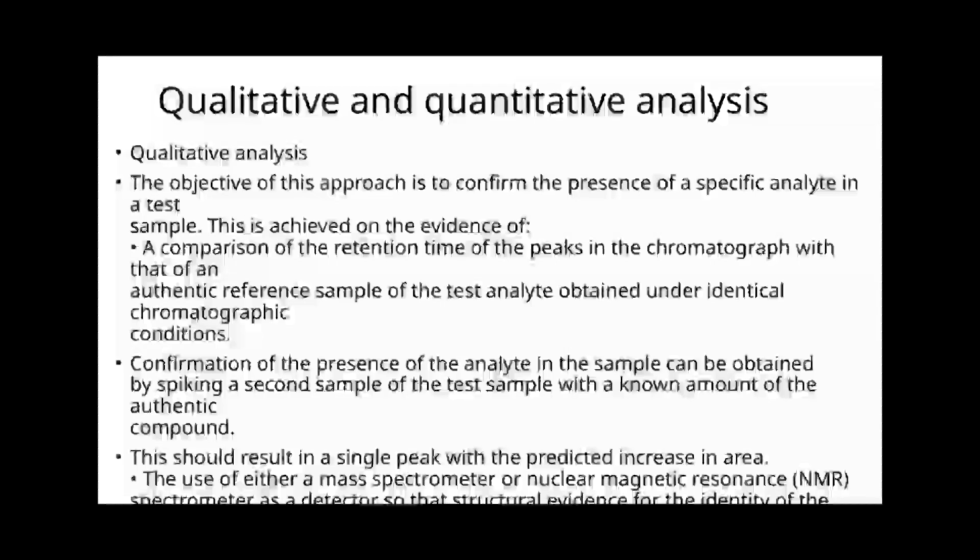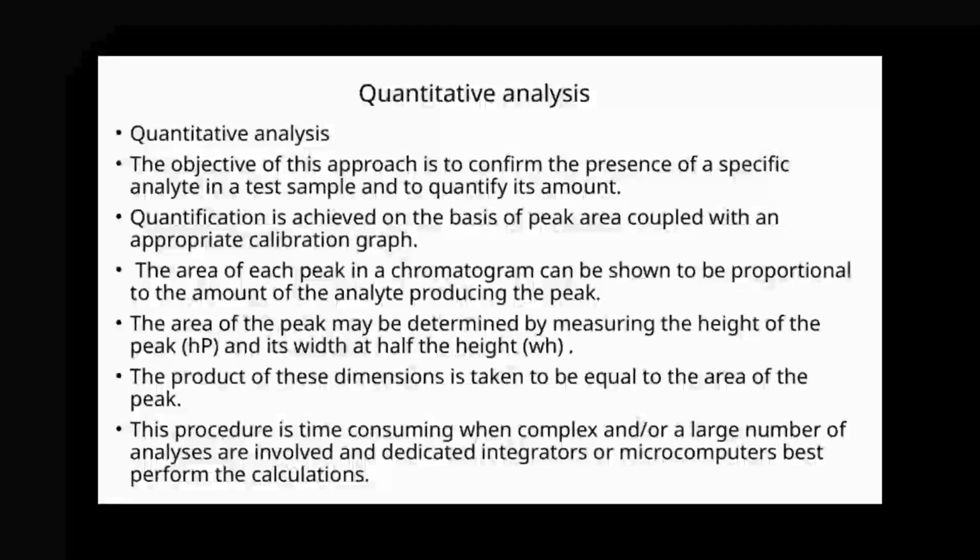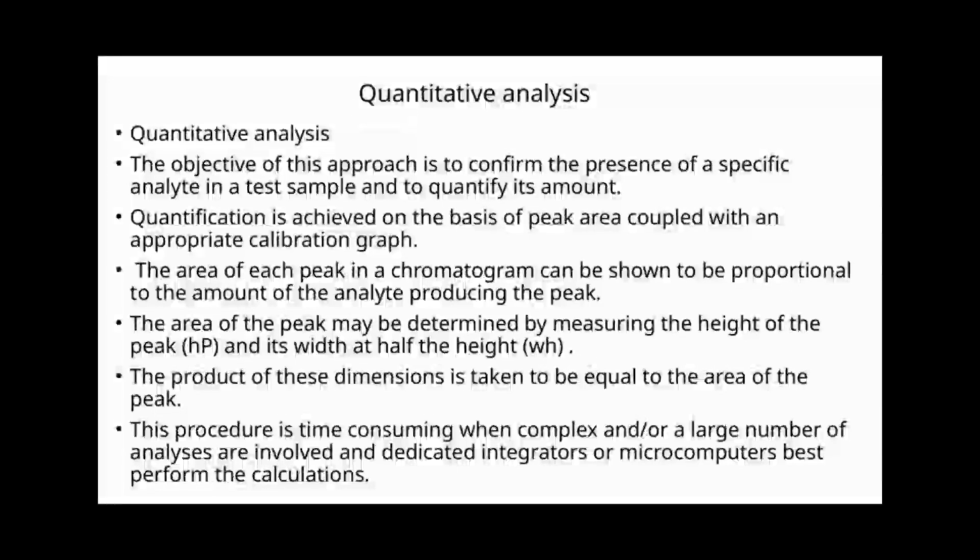Let's talk about quantitative analysis. The main goal here is to confirm whether a specific analyte is present in our test sample, and also to determine how much of it is there. To do this, we rely on the peak area in our chromatogram, which we compare to a calibration graph that we've previously established. Now, the key concept to remember is that the area of each peak in a chromatogram is proportional to the amount of analyte that produced it. So, larger peaks generally mean more of the substance.